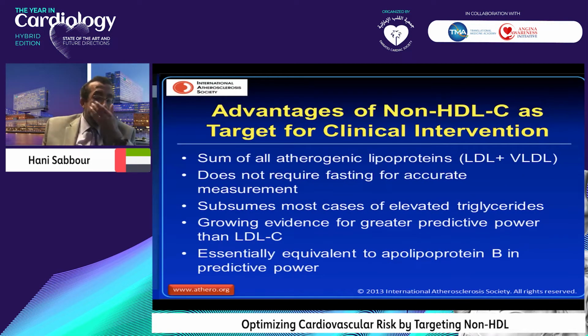So non-HDLC, and this is a position paper from 2013 of the International Atherosclerosis Society, is the sum of all atherogenic proteins, so it's LDL and VLDL. Does not require fasting for accurate measurements. Includes all of the elevated triglycerides. Almost all of it is built into these two particles. And there is a lot of evidence that it has a greater predictive power of cardiovascular events than LDL. It is equivalent to, in fact, apolipoprotein B in predictive power, but is more readily available in most labs, and in fact, it's cheaper.